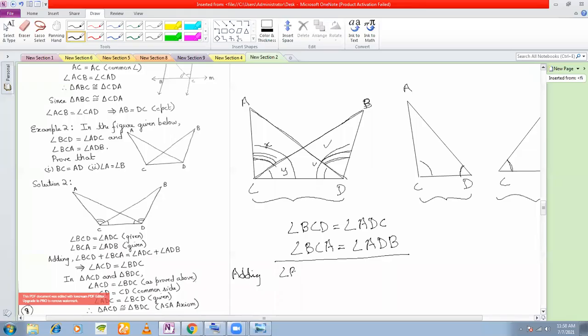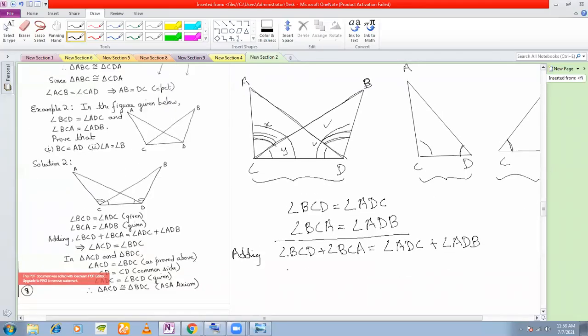What do you get? Angle BCD plus angle BCA is equal to angle ADC plus angle ADB. This is what you are getting. Now look at the sum of these two angles. What is BCD plus BCA? You see the sum of these two angles is this angle, so you write angle ACD. And the sum of ADC and ADB is this entire angle here, so you write angle BDC.